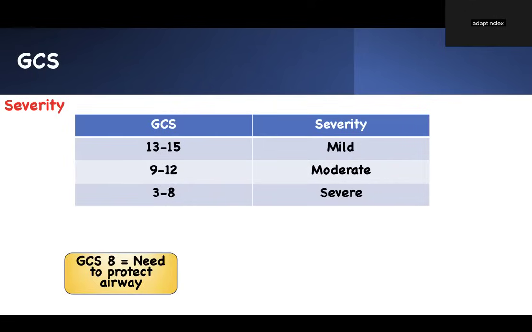If the total is 8 and less, that means we've got to protect your airway. And this is why you've heard before that anybody with a GCS of 8 and less needs to be intubated, because you cannot protect your airway; your consciousness is too low to protect it.